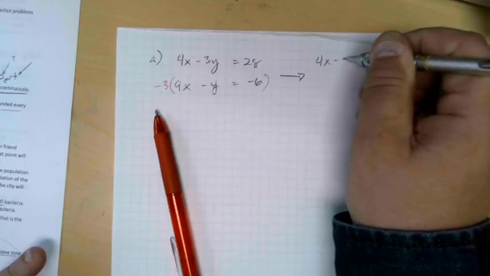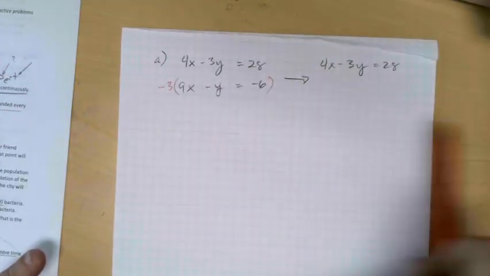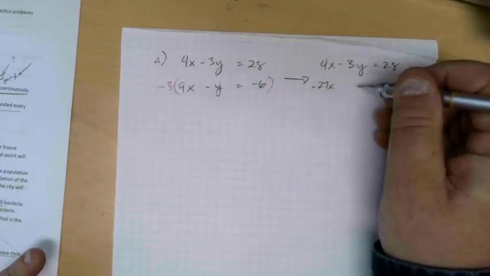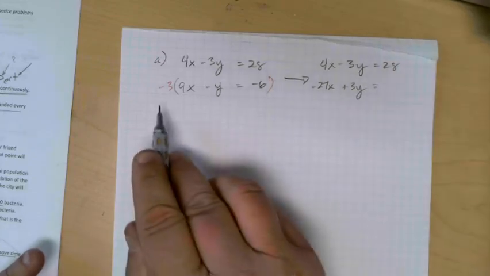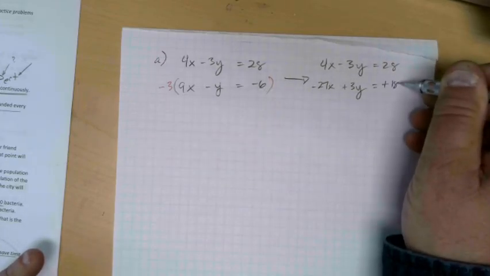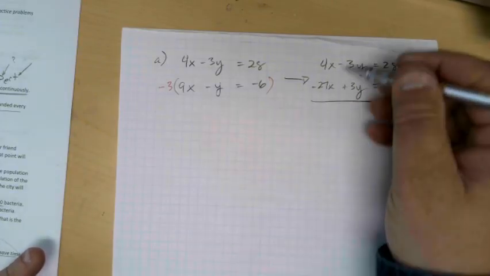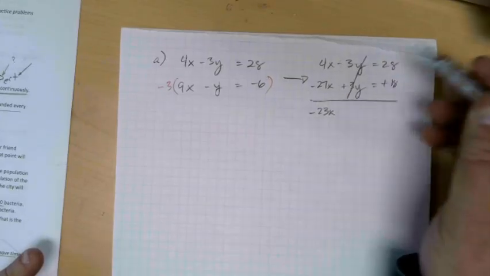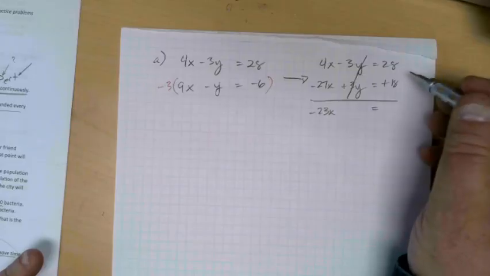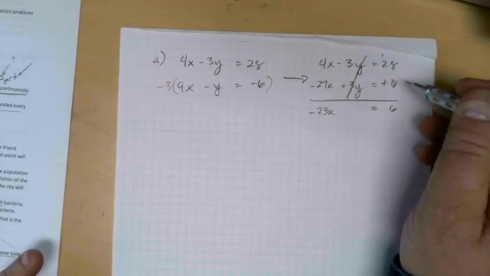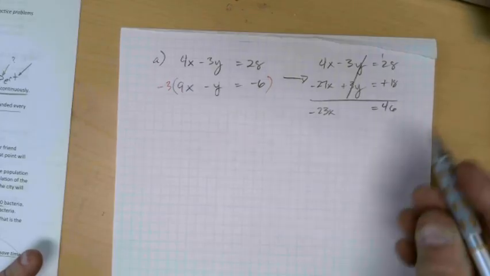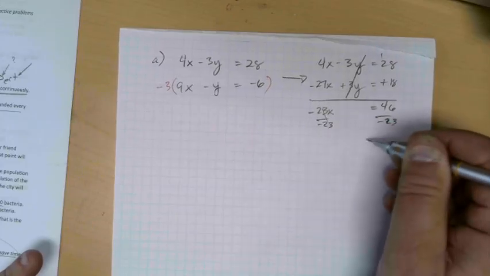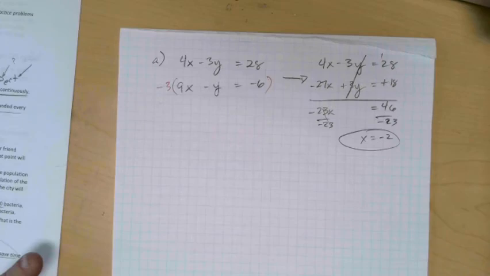I get 4x minus 3y equals 28. That didn't change. Negative 3 times 9 is negative 27x. Negative 3 times negative 1 is a positive 3y equals negative 3 times negative 6 is a positive 18. Yeah, that's right. 4 minus 27 is negative 23x. These are gone, and I get 28 plus 18. 8 plus 8 is 16, carry a 1. 2, 1, 3, that's 46. And if I divide by negative 23 on each side, I get x is equal to negative 2. So there's my x value.